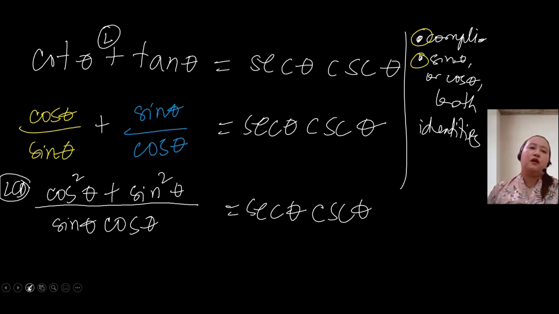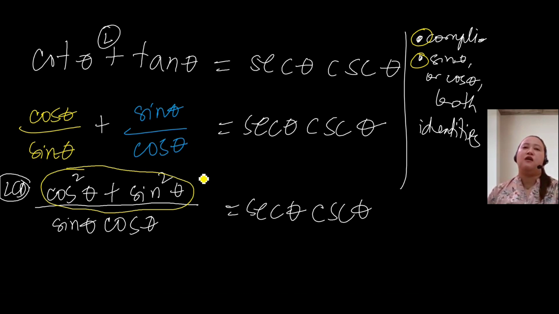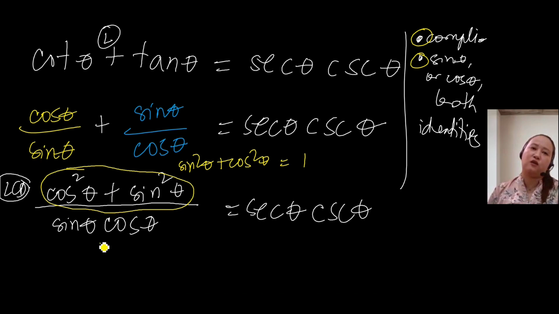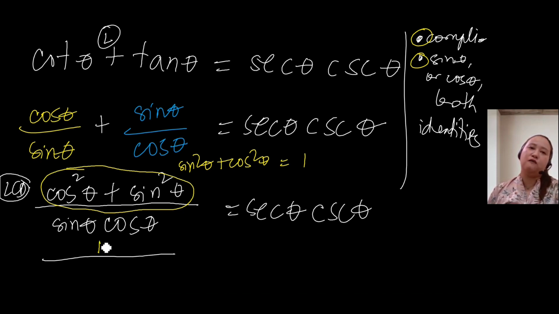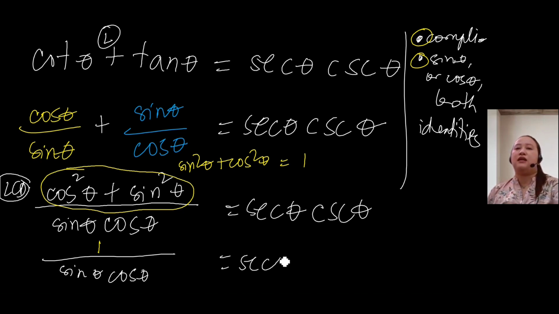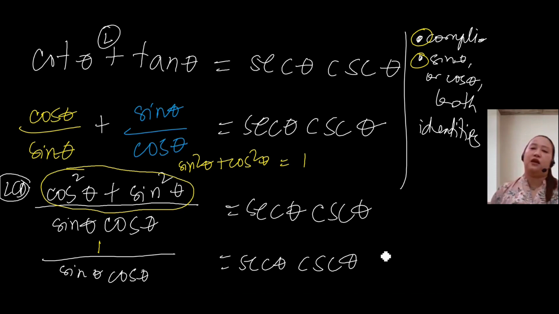Next, you can see that the cosine squared theta plus sine squared theta seems familiar. So you can apply here the Pythagorean identity. Remember that sine squared theta plus cosine squared theta equals 1. So it means that we can write the numerator as 1. So writing this, 1 over sine theta cosine theta equals secant theta cosecant theta. Okay, next.